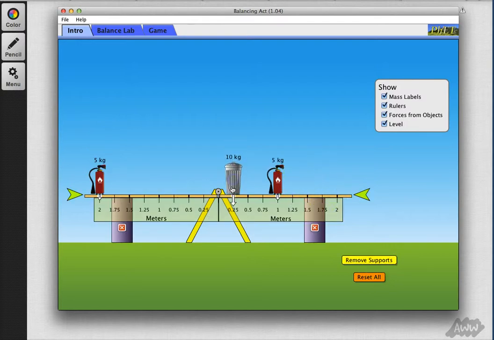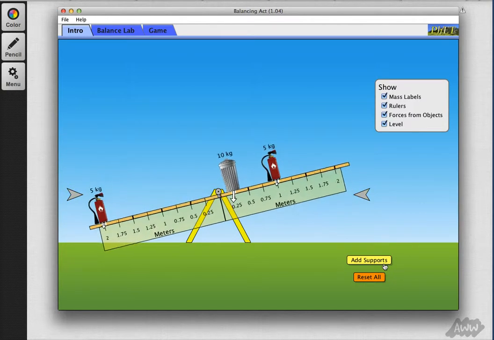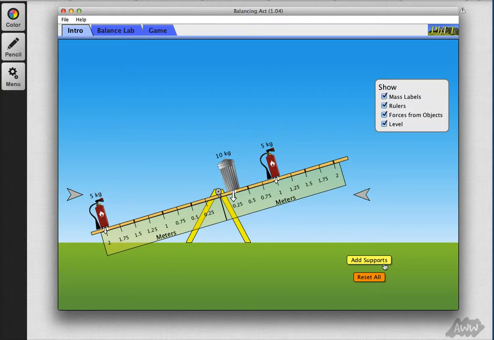So let me move this to 0.25. Yeah, the least possible, and see if this works. I remove supports, and now it tilts the other way. So I've reduced it too much. That's what it means. So let me add the supports back.